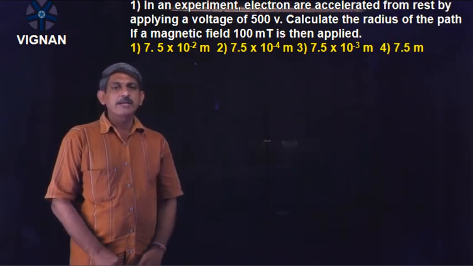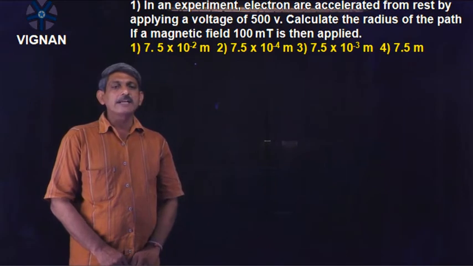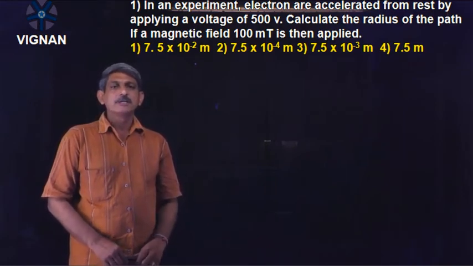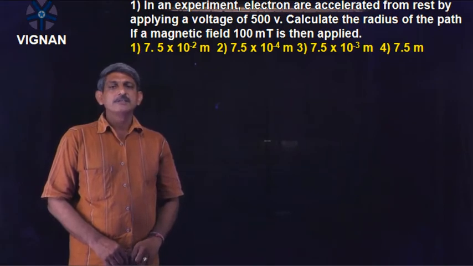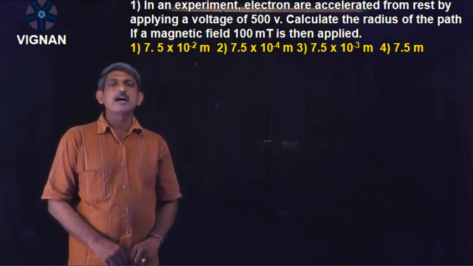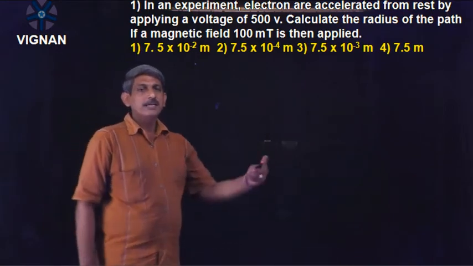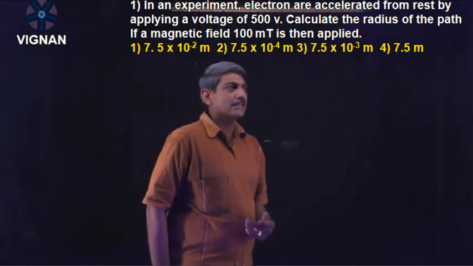In an experiment, electrons are accelerated from rest by applying a voltage of 500 volts. Calculate the radius of the circular path if a magnetic field of 100 millitesla is then applied. So here the electrons are accelerated.